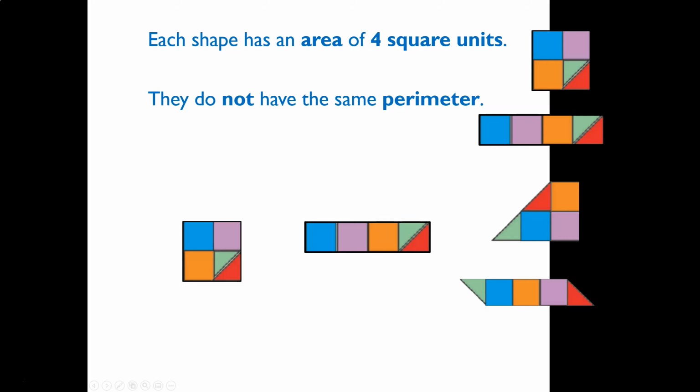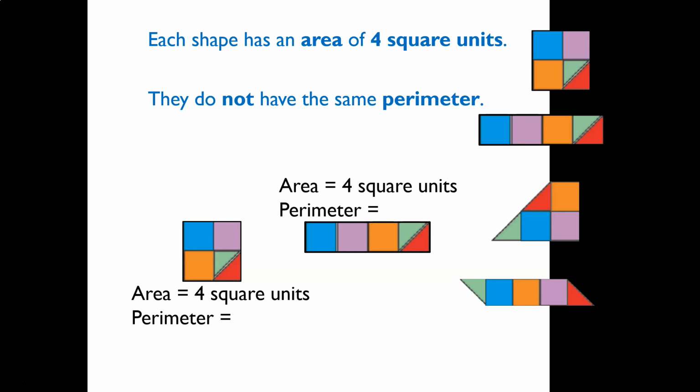Here are 2 of my shapes. You can see that the area for both shapes is 4 square units. Pause the video now and have a think about what their perimeters might be. We can see the perimeter of the first shape is 1, 2, 3, 4, 5, 6, 7, 8. It's 8 units.